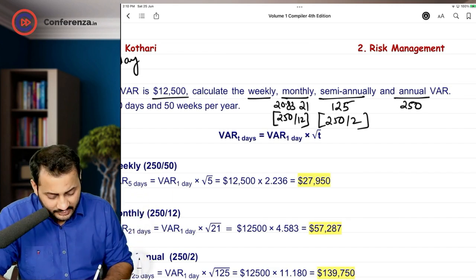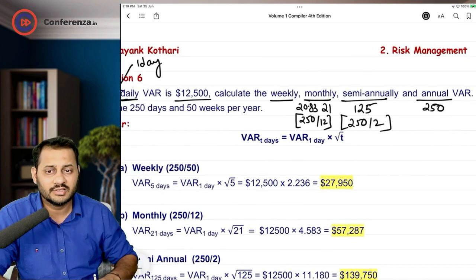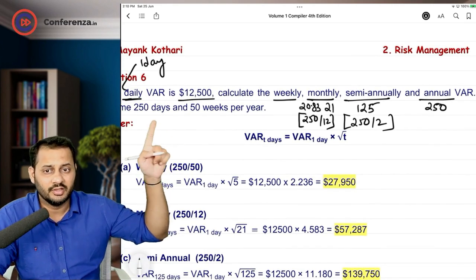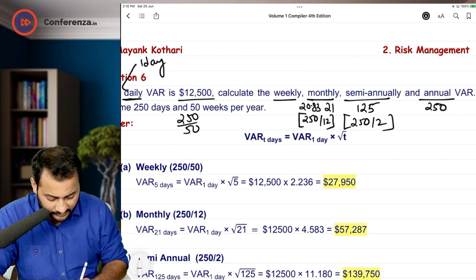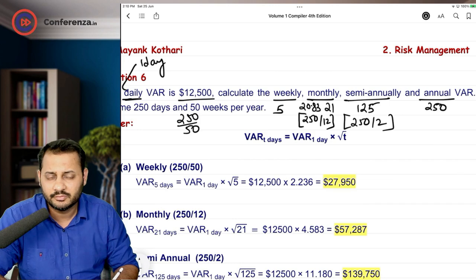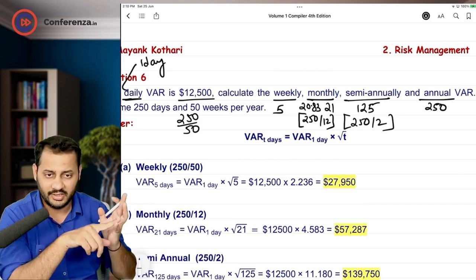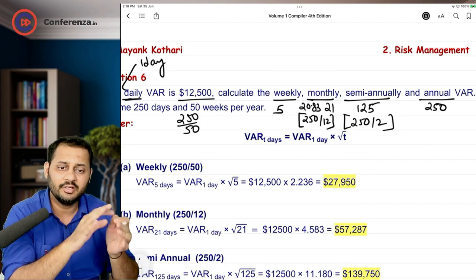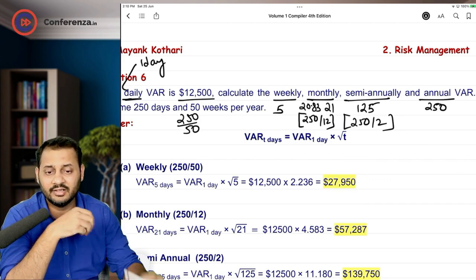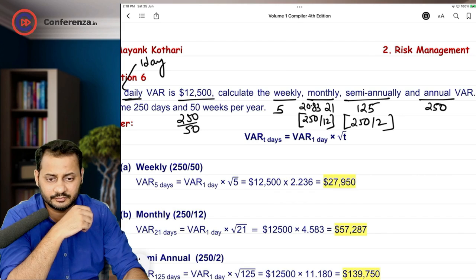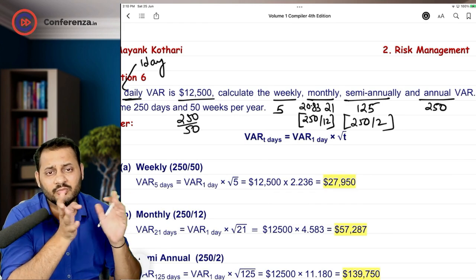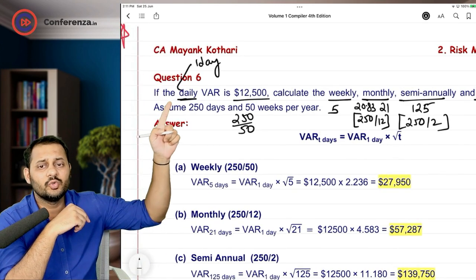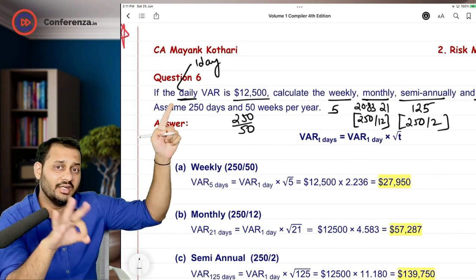How many days are there in a week? See, 50 weeks are there. 50 weeks per year. 250 days per year, 50 weeks per year. What you can just do is 250 divided by 50. Simple. 5 days in a week. And it's very simple. All these 5, 21, 125 and 250 are in terms of days. Why we have taken it in terms of days and not in terms of weeks? Because the data given to us in the beginning itself is daily VAR.